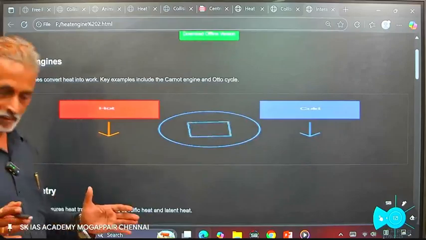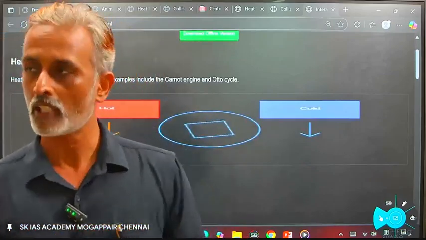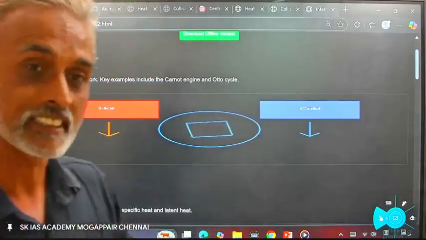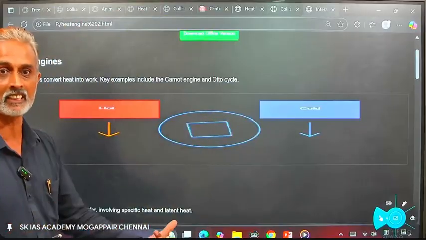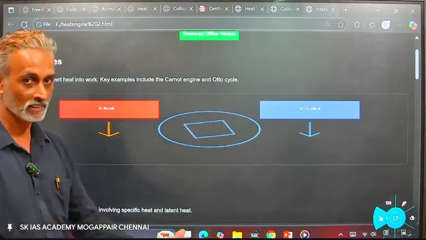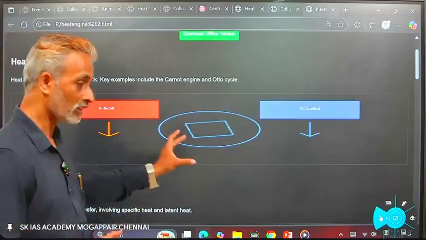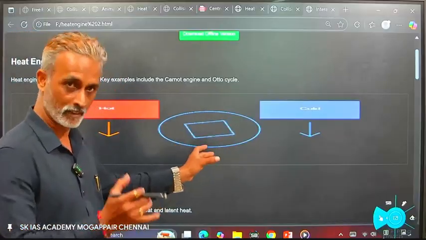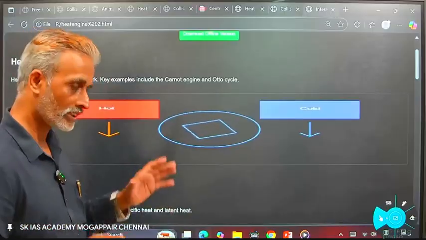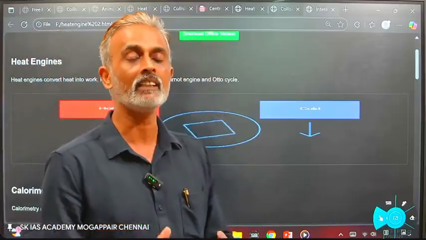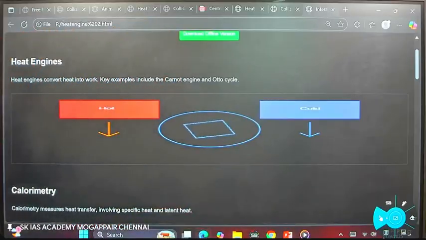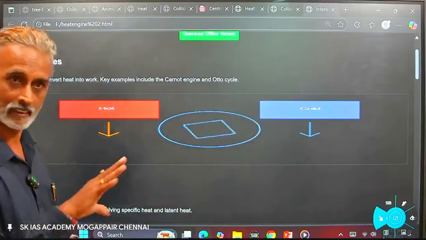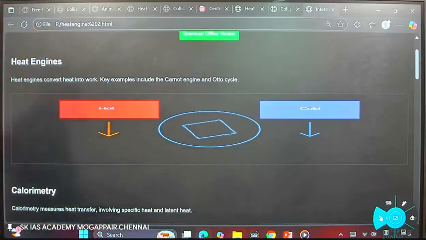In the heat chapter you have to study one topic, the heat engine. This is the real heat engine: what the heat engine is, how it works, and what the formula and concept are, I will go through that. But first you should know how it is working, what the heat engine is. Correct? Understand? Doubt? No.